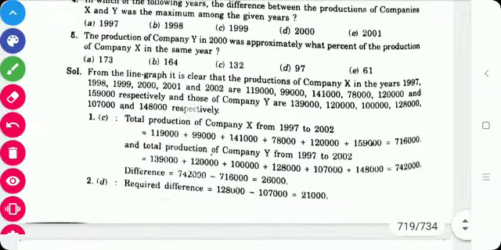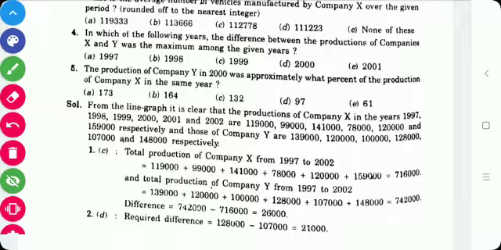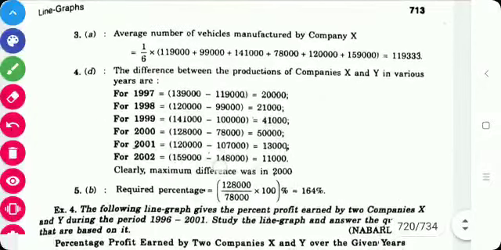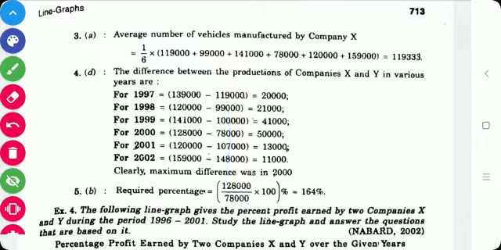Fourth problem is, in which of the following years was the difference between the production of companies X and Y the maximum? We have to subtract X and Y for all the years. For 1997 the difference is 2 lakh. For 1998 it is 20,000. For 1999 it is 41,000. For 2000 it is 50,000. In 2001 it is 13,000 and in 2002 it is 11,000. Clearly the maximum difference was in 2000 as it is 50,000.